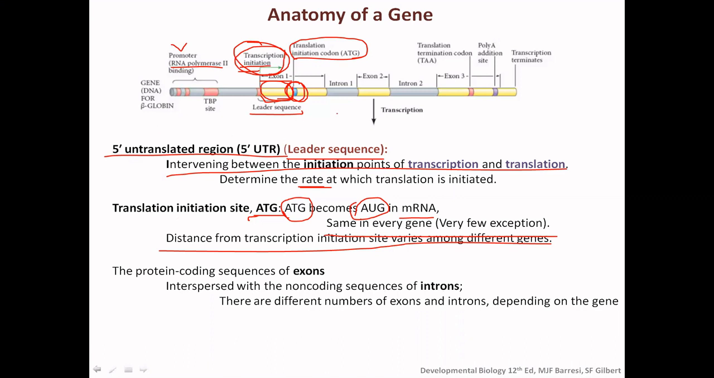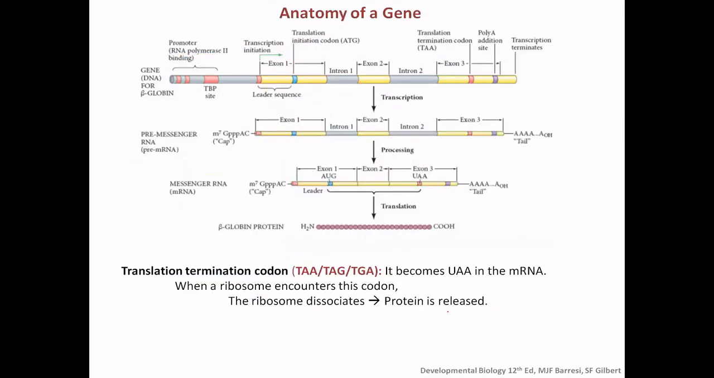Next is the protein coding region. As I told you, the exons are the protein coding regions. The number of exons varies depending on the gene, the species, and the same gene in different species. Another terminology for exons is the protein coding sequences. And the areas between the protein coding sequences, the non-coding areas, are called the introns. Interspersed with the non-coding sequences of the introns, there are different numbers of exons and introns depending on the gene. I just discussed that.